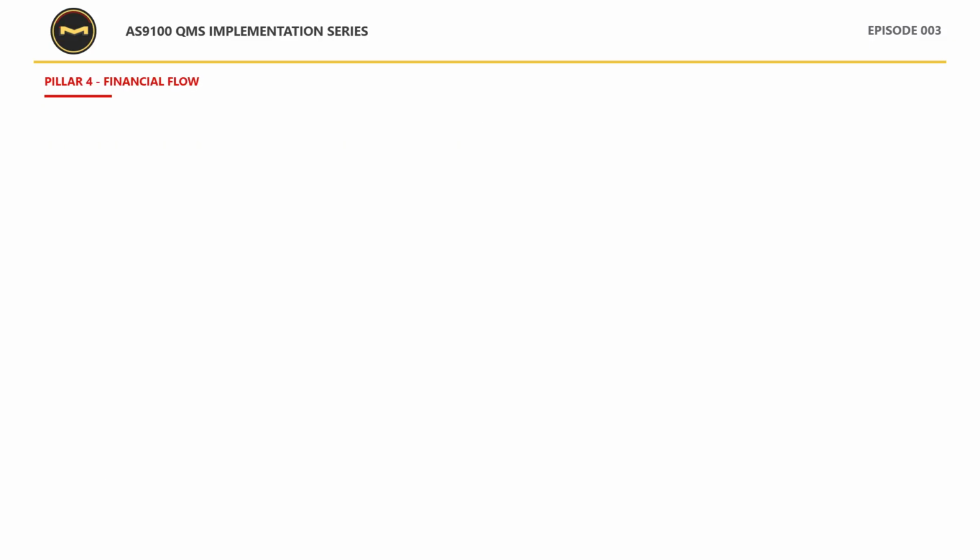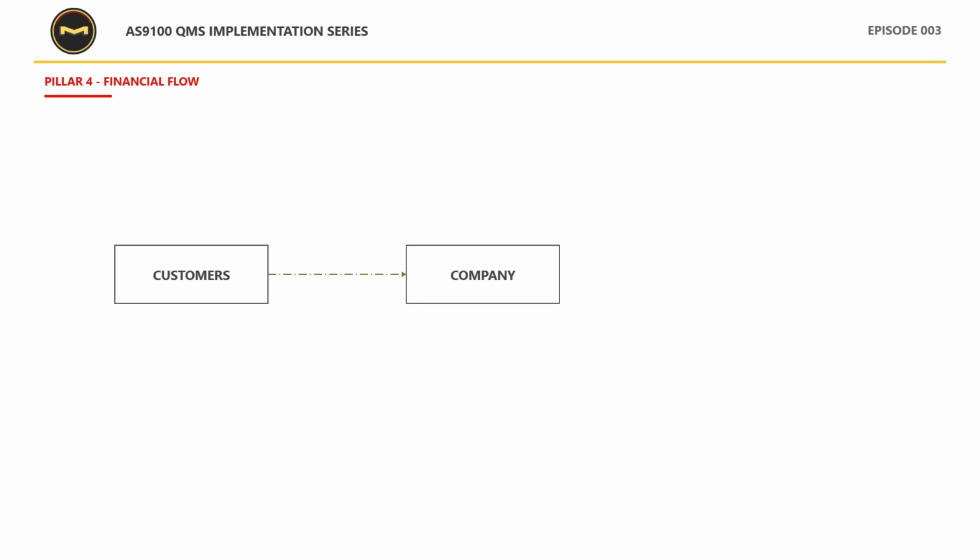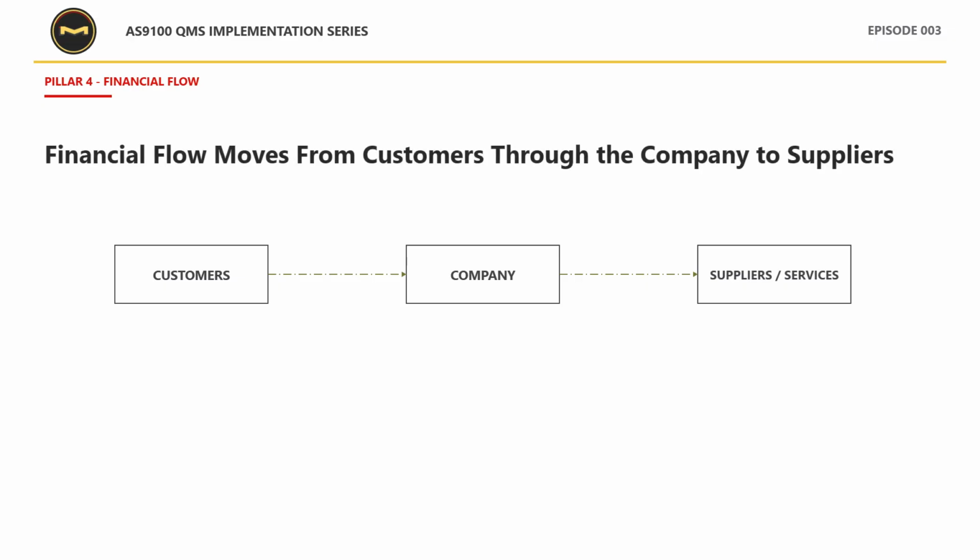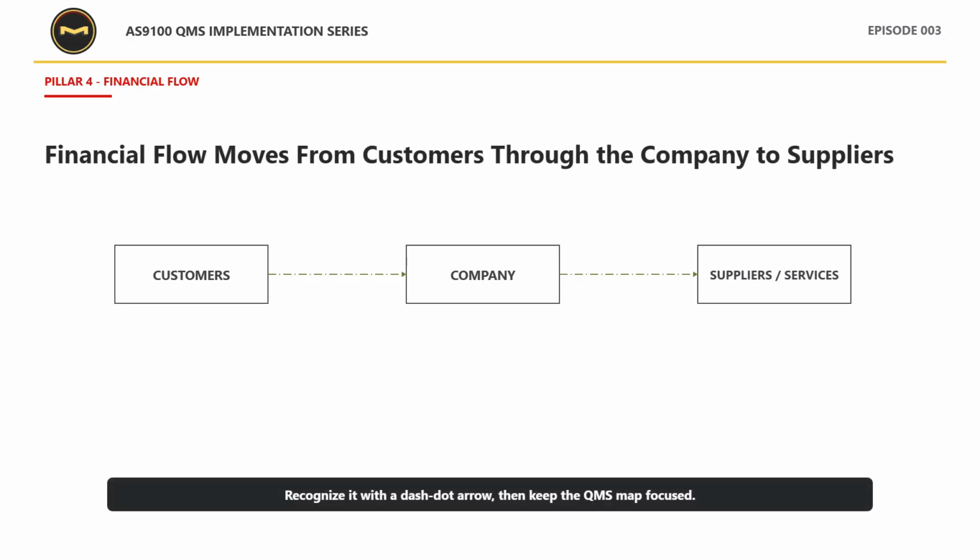Before continuing, recognize the financial flow. Customer payments enter the business and the company pays suppliers and service providers. When needed, show that movement separately with a one-way dash dot arrow. It supports financial analysis, but it is not the purpose of this process map.